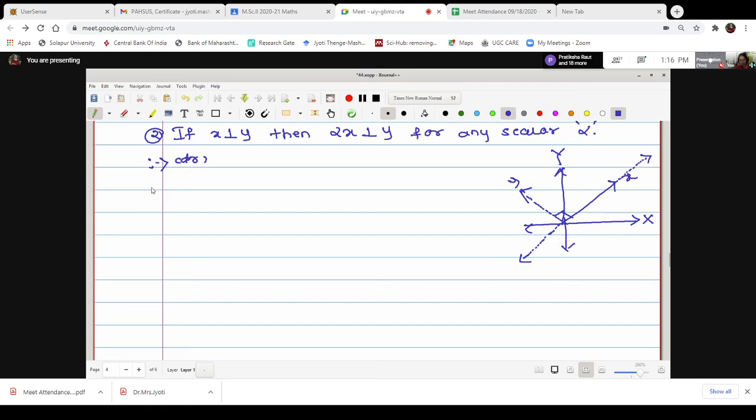Correct? Therefore, considering the inner product of alpha x with y, our aim is to prove that this is equal to 0. Let me use linearity in the first variable, taking the scalar out of the inner product. This is alpha times the inner product of x with y. Okay, but as x is orthogonal to y, what about the inner product of x with y? 0. Therefore this is also 0. Therefore what have we proved? Alpha x is orthogonal to y. This is the second property.